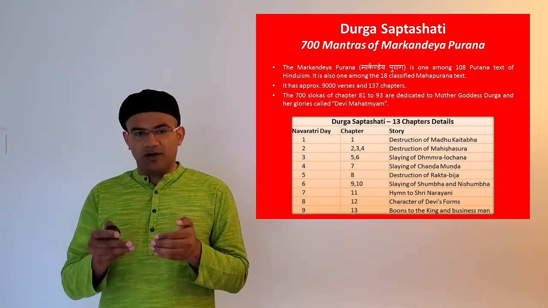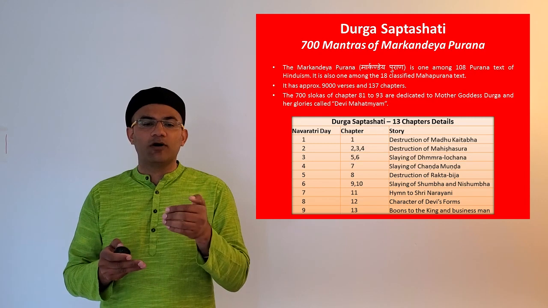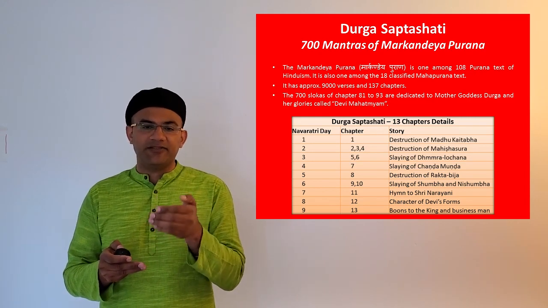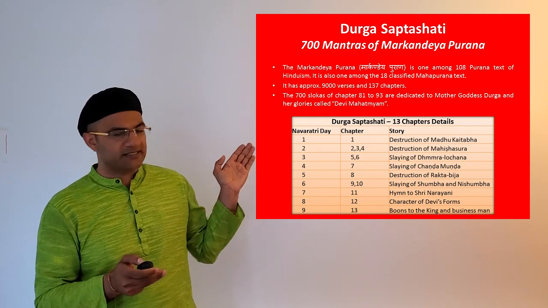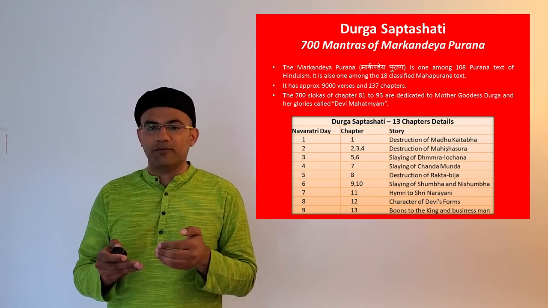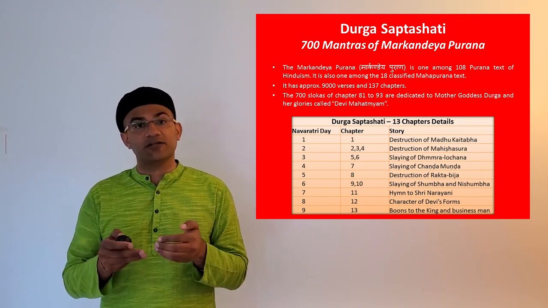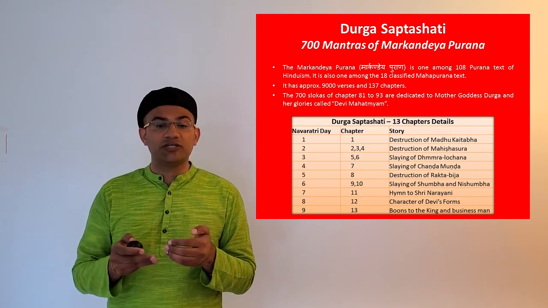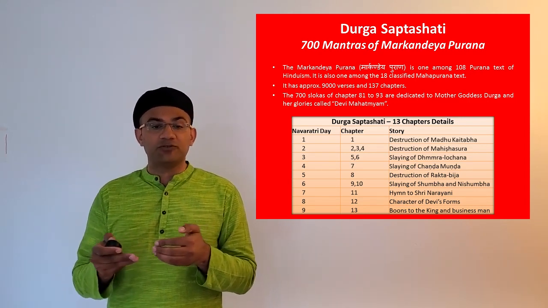So what's involved in these? Navaratri, 1 to 9 days. And there are different chapters you can see right there. On day 1, the destruction of Madhu and Kaitabha takes place. These are the two demons. Day 2, 3, 4, chapters 2, 3, 4 explain.